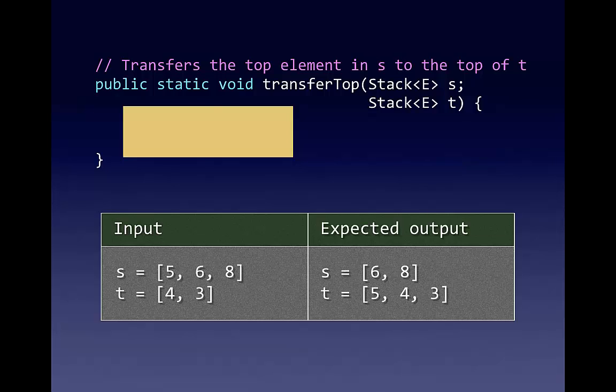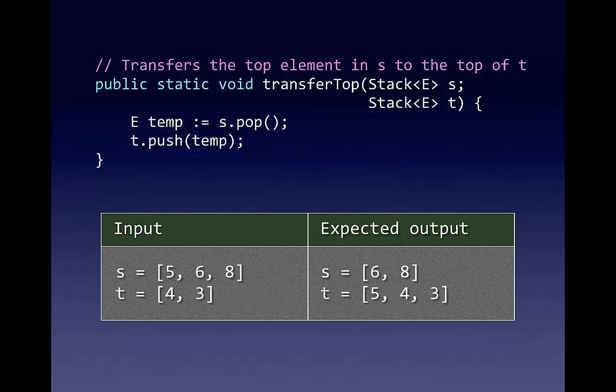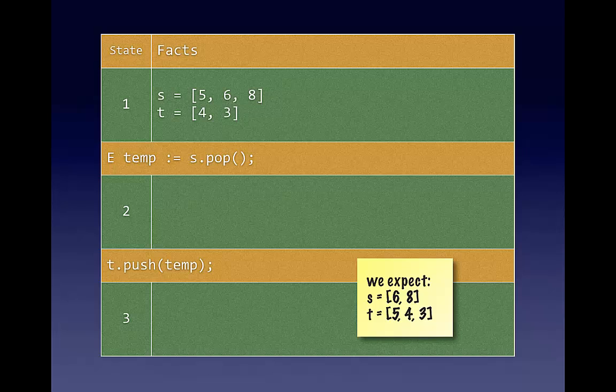Now let's see the implementation we're going to use. I said it was simple, and it is. Two statements. One pops the top element from the stack S and stores it in a temporary variable, and the other pushes the value in that temporary variable onto the top of the stack T. Here we have both our starting values and the values we expect based on the specification. Now we have to figure out if the code we have written will get us to those expected values.